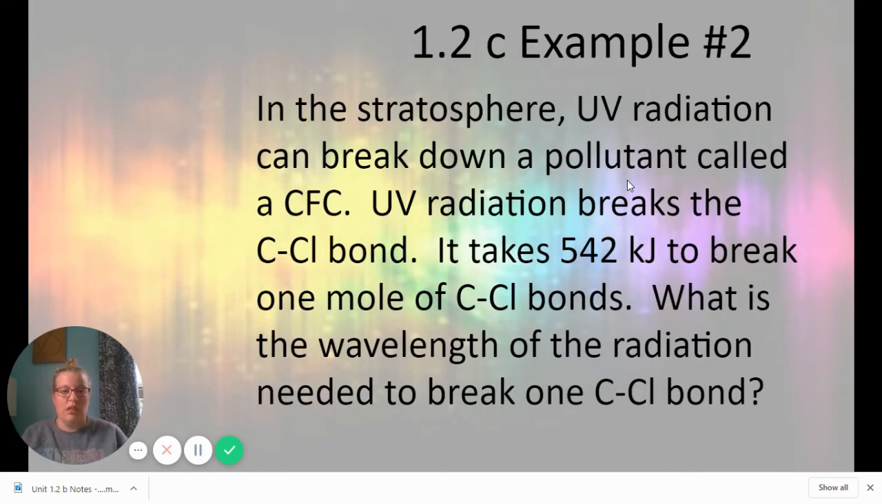Here is example 2. In the stratosphere, UV radiation can break down a pollutant called a CFC, which stands for chlorofluorocarbon. UV radiation breaks the C to Cl bond. It's a very high intensity electromagnetic radiation, like I talked about. It takes 542 kilojoules to break 1 mole of C to Cl bonds. So remember, kilo, there are 1,000 joules in 1 kilojoule. Okay, just keep that locked up here. What is the wavelength of the radiation needed to break 1 C to Cl bond?